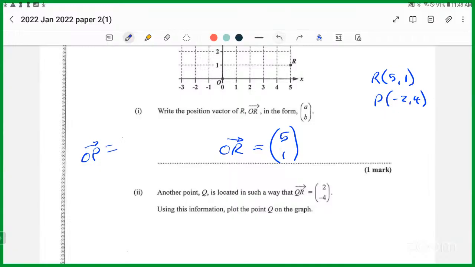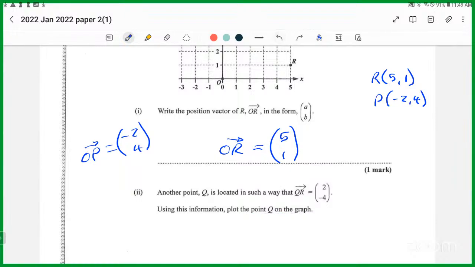Negative 2, 4. Negative 2, 4. Even though they didn't ask for that. But that is it. If you wrote the two of them, they still have to give you the marks for that one. Then the question says, another point Q is located such that QR is (2, negative 4). And I want us to use this information to plot Q on the graph.